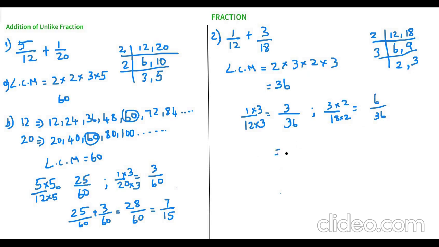So now let's add these two: 3 plus 6 by 36. You can directly write it or you can write it with the steps, because 1 by 12 plus 3 by 18 we can directly write as 3 plus 6 by 36, which is 9 by 36. We can stop with this or we can further simplify this as 1 by 4. Isn't it easy? Whenever we have unlike fractions, we have to take an LCM.